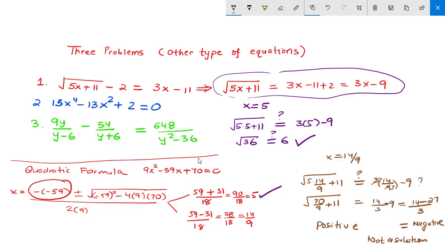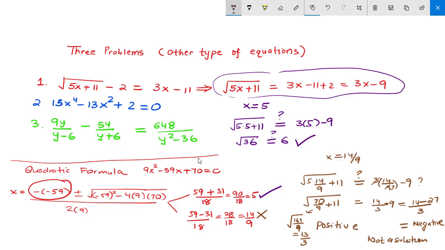70 plus 99 is 169 over 9. So this becomes radical 169 over 9, which is 13 over 3. And it's not equal to, I think it's on the other side, you're getting negative 13 over 3. So only 5 is a solution; 14 over 9 is not a solution. That finishes my first problem. The solution is only 5.